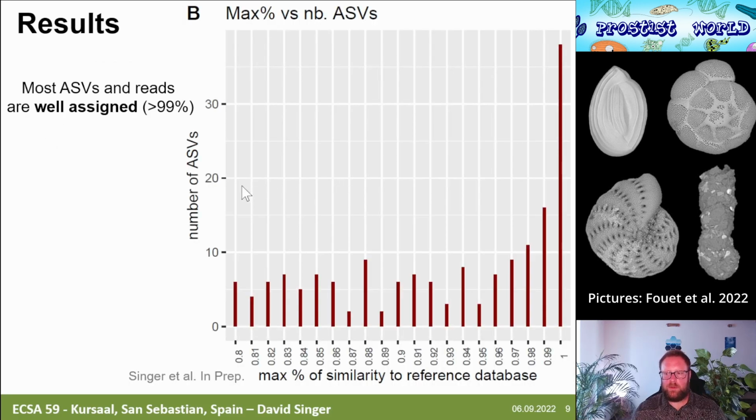Now the results. As you can see here, most of our ASV and reads are really well assigned with this huge peak here at 100%. What it means is that the database is accurate for intertidal mudflat.